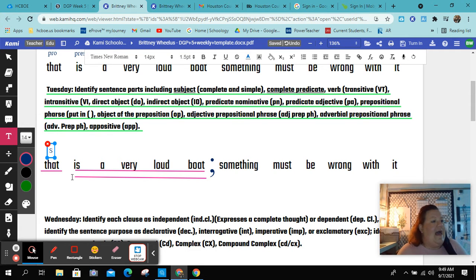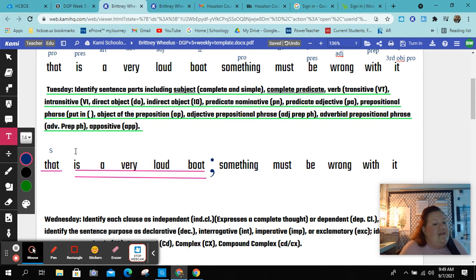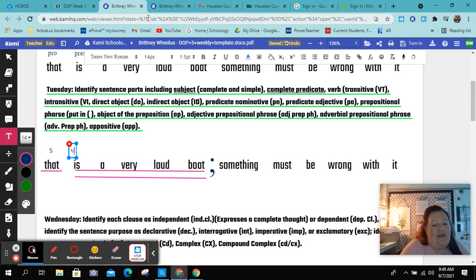Now, being I have a linking verb, linking verbs are not typical of having a direct object, because there is no action being shown. It is going to be intransitive, so I am going to write VI above it.